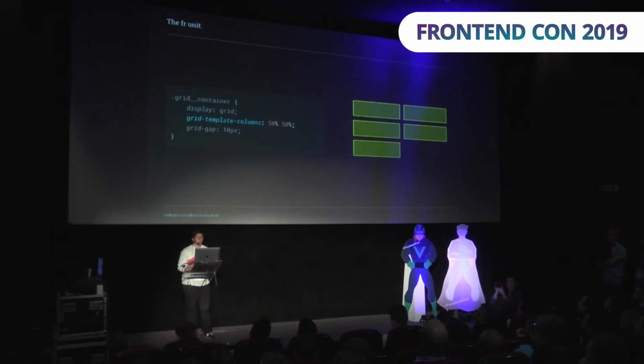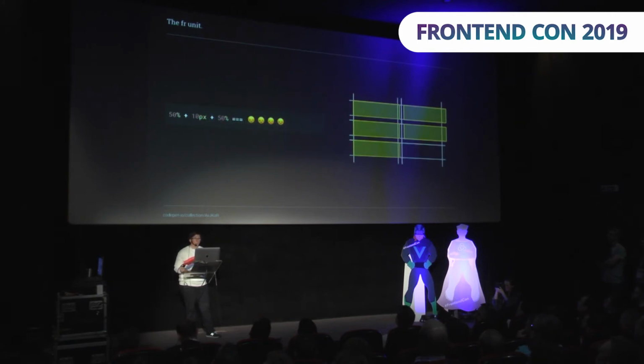We could change the width of the columns to 50% instead, but that doesn't help us either. Again, the grid gap is getting in the way. We could get around this by doing some crazy calculations to subtract the grid gap amount from each column, or we can use the new FR unit instead.